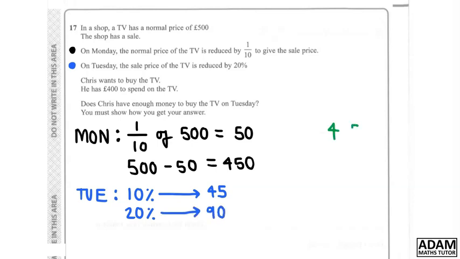And 450 take away 90 is 0. Still 1 from here, so that becomes 15 take away 9 is 6, and 3 take away 0 is 3.